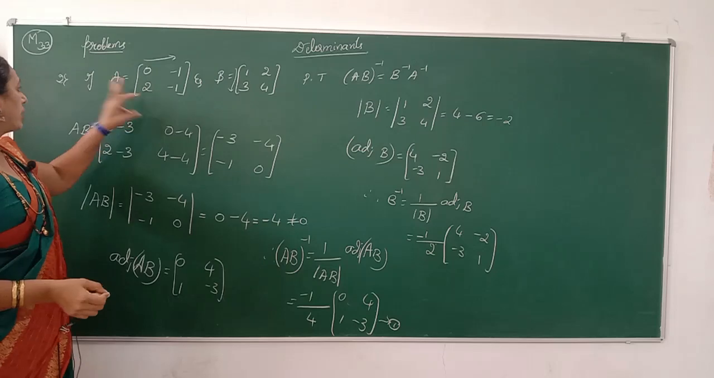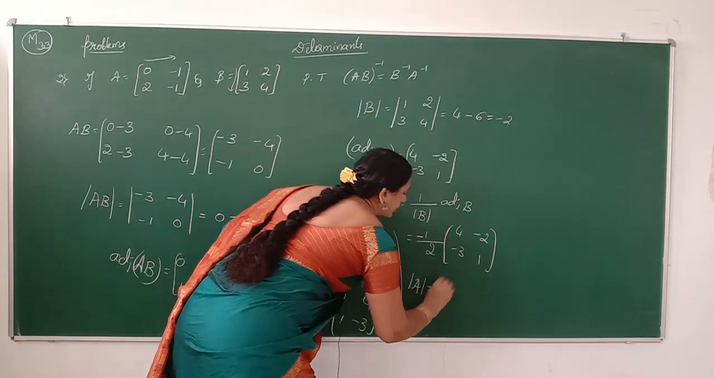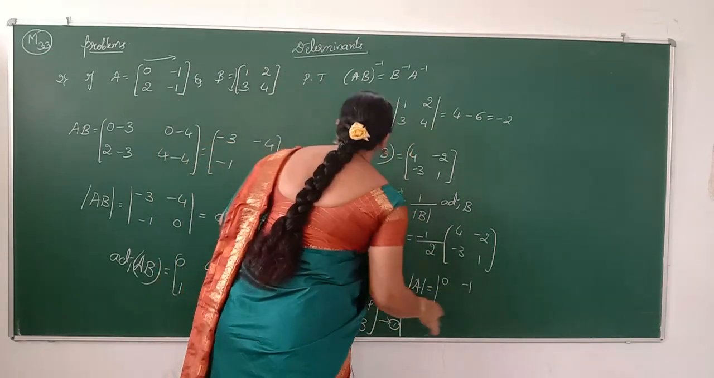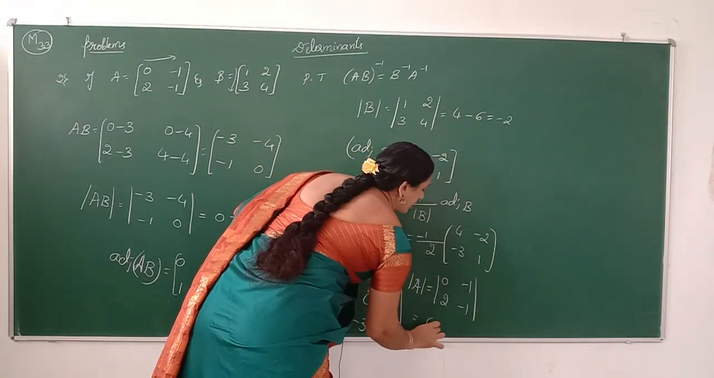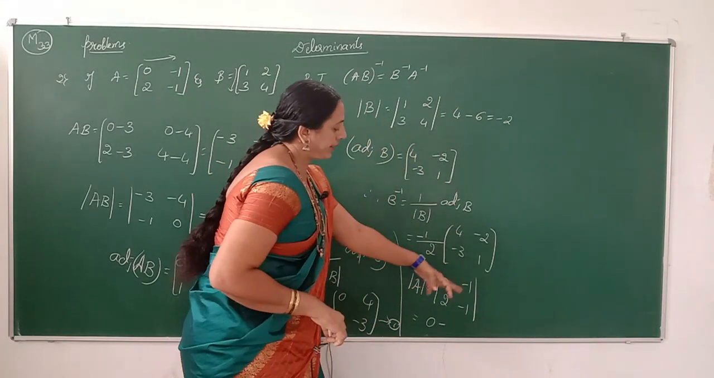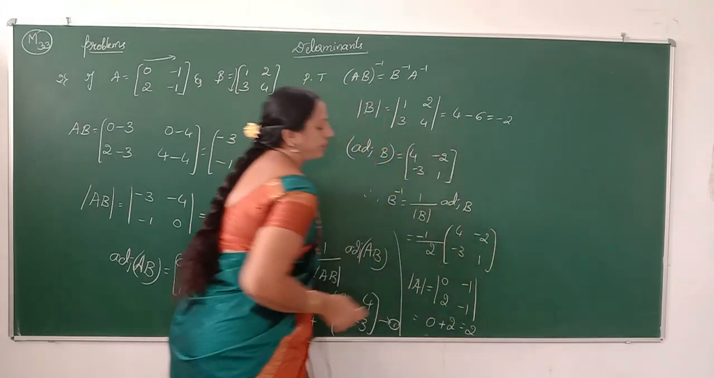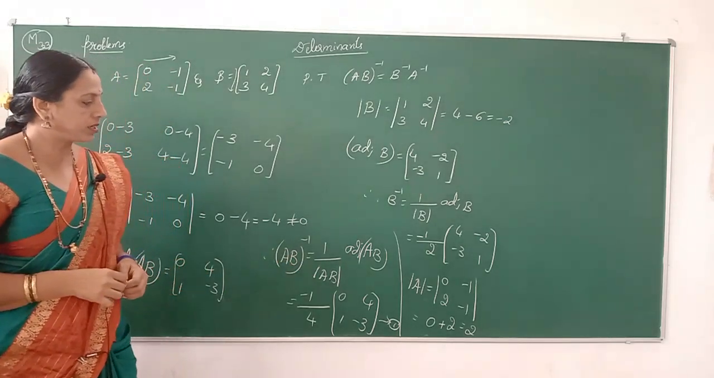Similarly, now find the determinant of A. So the elements of A are 1, 2, 2, minus 1 in the determinant. The left to right diagonal is 0, minus the other diagonal is minus 2, minus into minus is plus 2. That is 0 plus 2 is equal to 2, which is again not equal to 0.